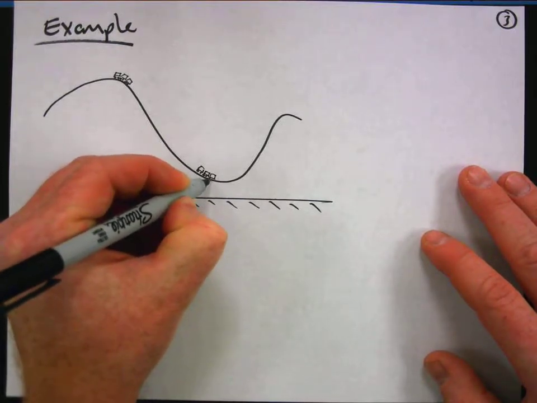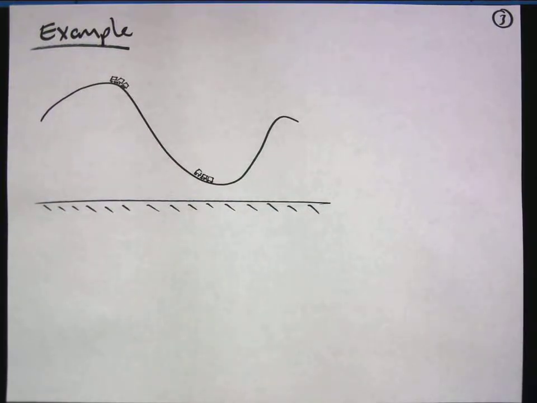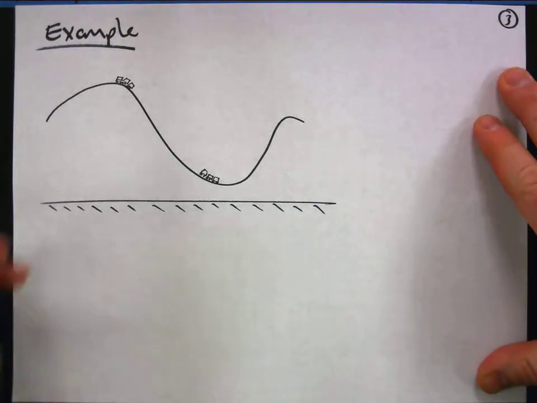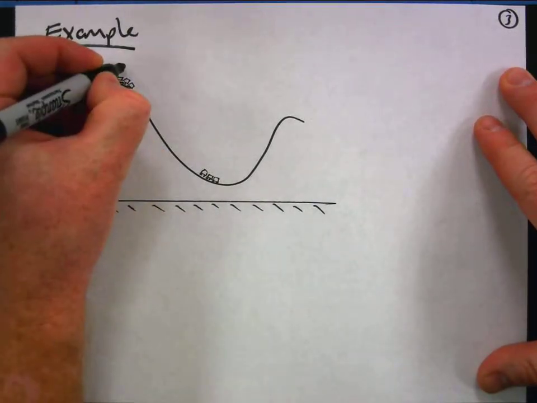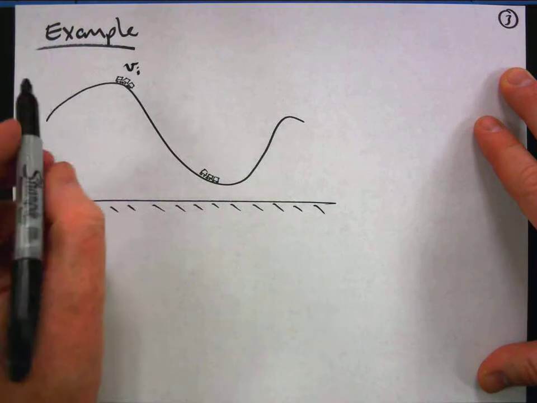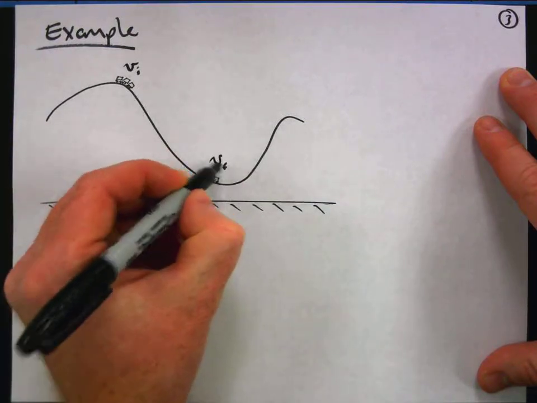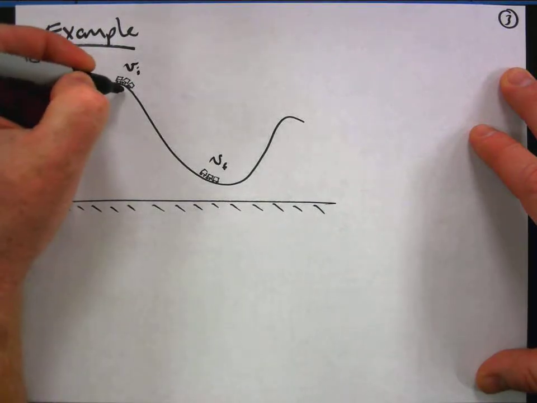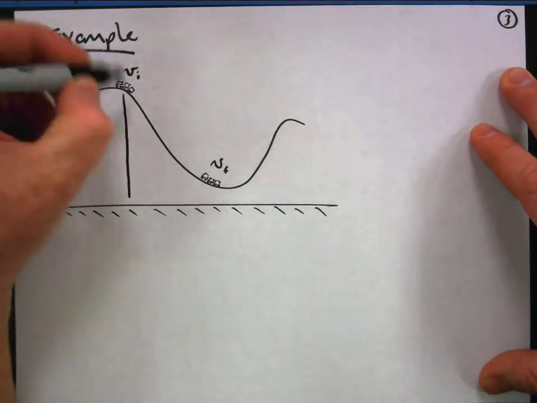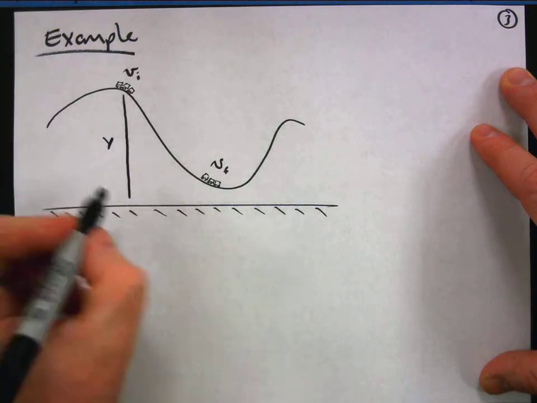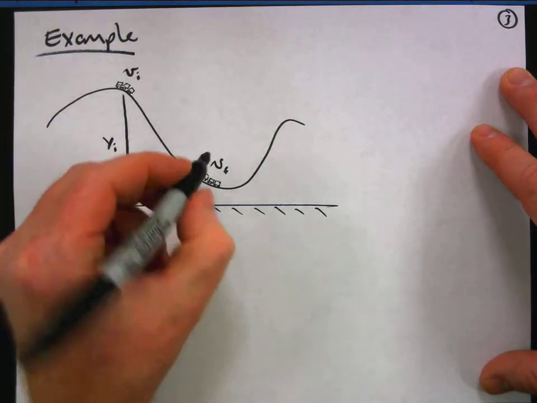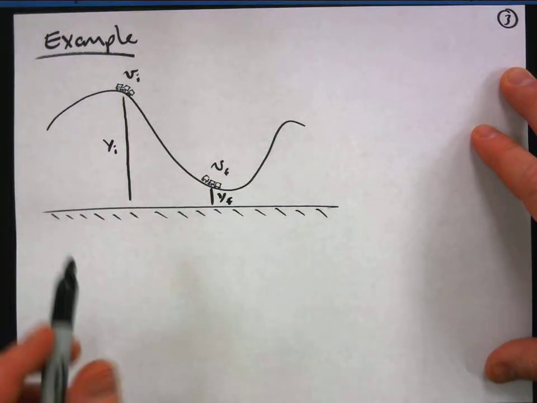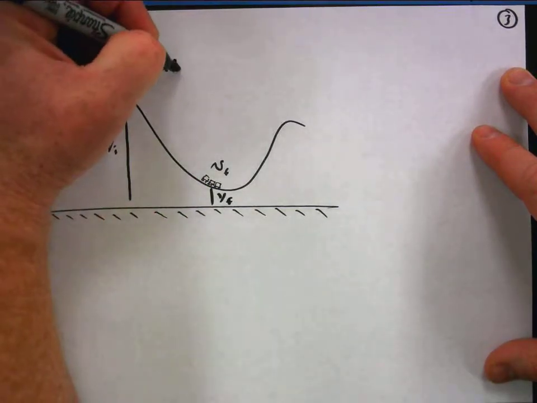So we can identify a few things here. We know that there's going to be some velocity right here. We know that there's going to be a new velocity here at the bottom of the hill, or at this new location. We know that this location is a certain distance above our ground level. And we know that this location is a different distance. So there's our final. This car is going to have, let's just call it, mass M.